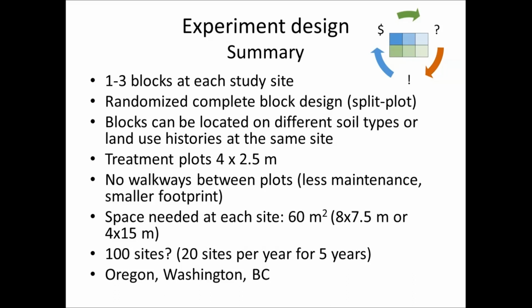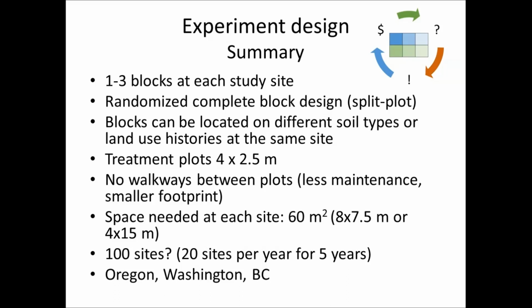The experimental design will be a randomized complete block design with a split plot. So each of the blocks would represent the full set of treatments at each site, with one exception. If herbicide is not possible at a particular site, that treatment can be dropped. We just won't have that factor at that site. We'd love to see it happen, but we understand that not all tools are available at all locations. The blocks can be located on different soil types or land use histories at the same types, or even different site prep techniques, as I mentioned. So we've got a lot of flexibility there.